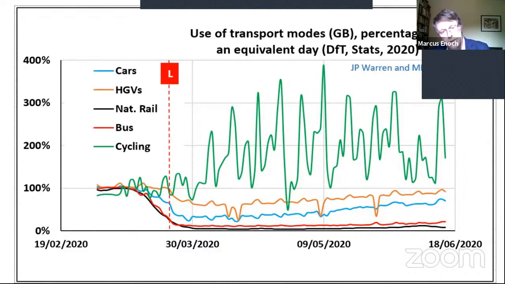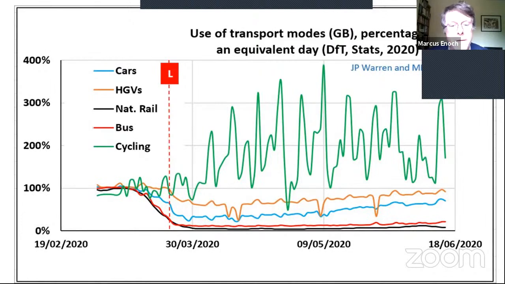And then if we look at individual modes, you can see some interesting things happening. On the left-hand side, the vertical axis, 100%, 200%, 300%, represents an index of the normal amount of travel taken back in, say, February. These are Department for Transport figures. And essentially what you can see is that as we move into March from February, a certain number of modes start to drop.